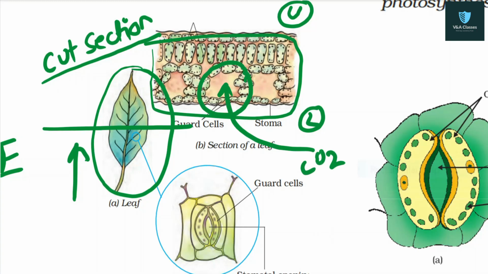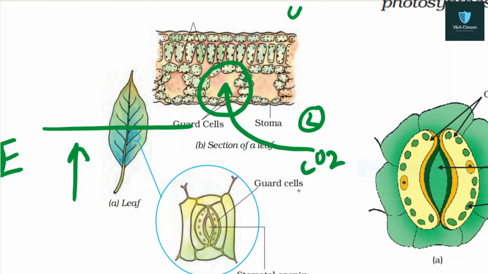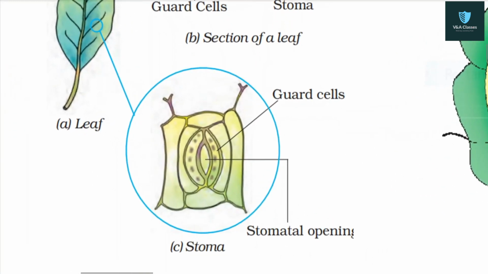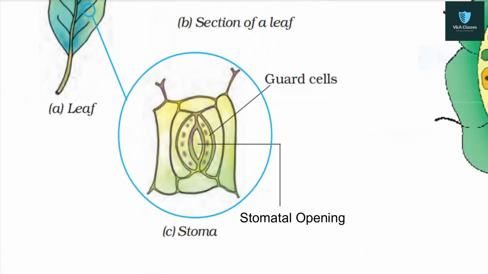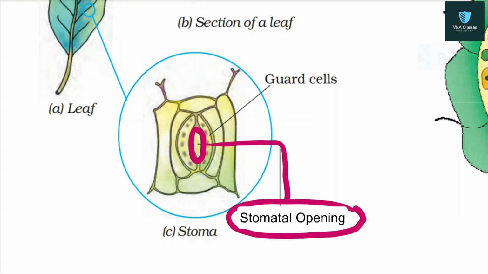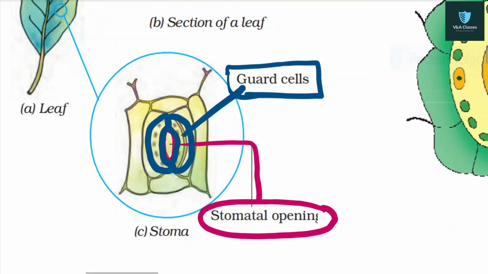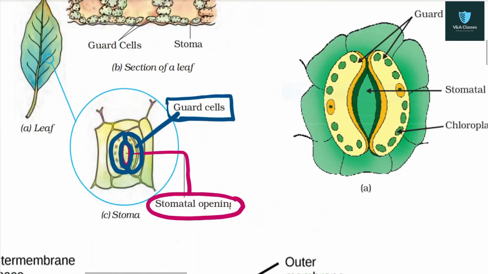Now if we zoom into this stomata a bit more, we will see a structure something like this. So what can we see here? This is the small opening, which is called the stomatal opening or the stomatal pore, and this small opening is surrounded by two special kinds of cells which are termed the guard cells. Now we'll see how these guard cells help in regulating the shape of stomata.